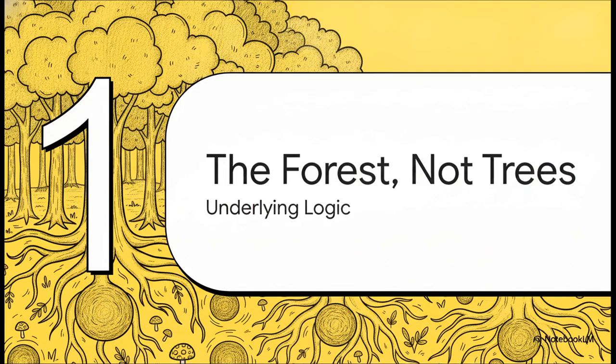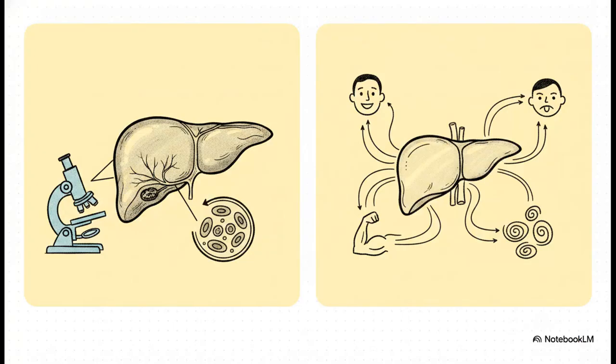Section 1. The forest, not trees. Decoding the underlying logic. To understand why ancient medical concepts seem so confusing or even mystical at first glance, we really have to start by looking at the forest, not just the individual trees. If you're staring at every single branch without understanding the root system, you're going to get lost. Just look at the comparison we have here.